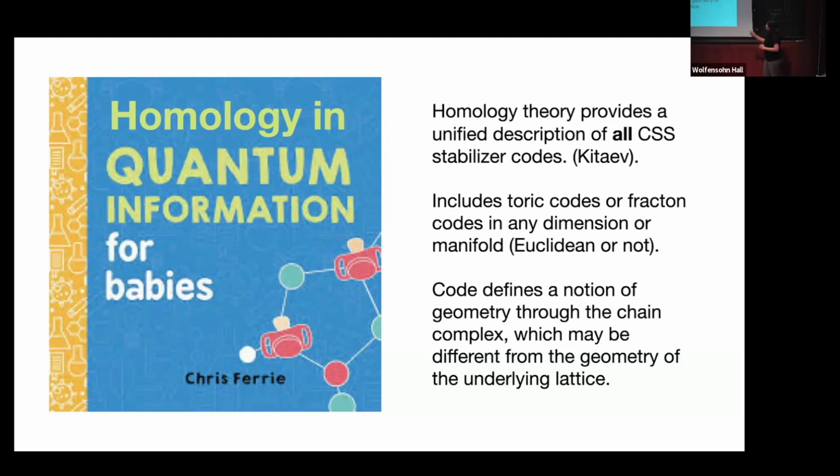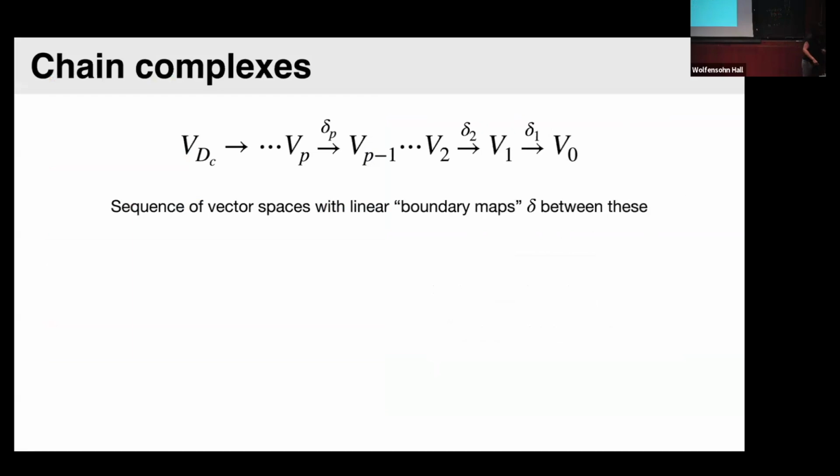And the point is that the code is going to define a notion of geometry on its own. And this notion could actually be quite different from the underlying geometry on which the physical bits and qubits live. So even though the toric code lives in 2 dimensions, Haah's code lives in 3 dimensions, these good classical LDPC codes live on expander graphs, which are infinite dimensional, the physical lattice is very different, but they're all going to be 2-dimensional chain complexes. And that's going to be the relevant feature of them. That's important.